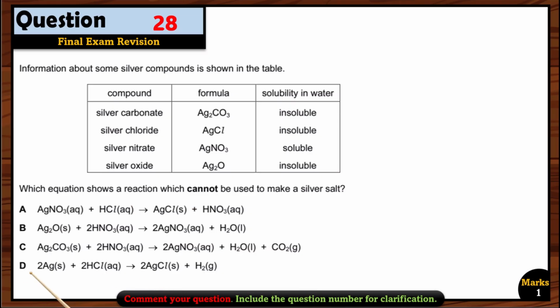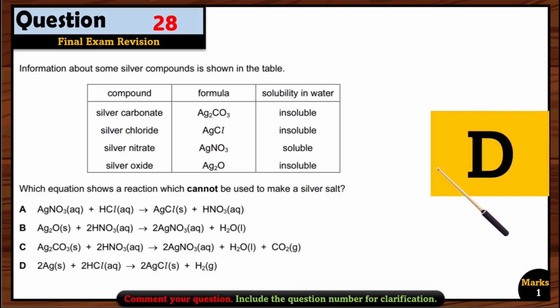But one product and also one reactant should not be solid. So let's see this option. D is the wrong option here because first of all, Ag never reacts with the acid. Second, both are solid, right? So we cannot use this method. So that's why option D cannot be used to make a silver salt.